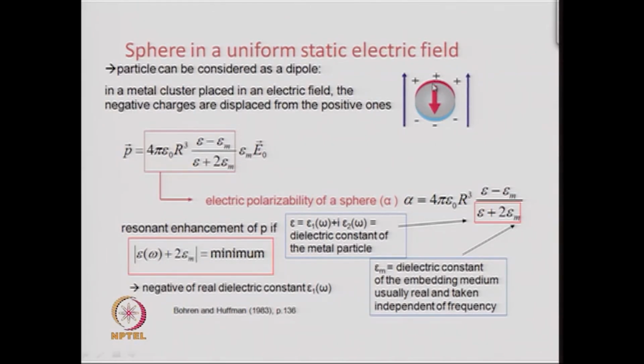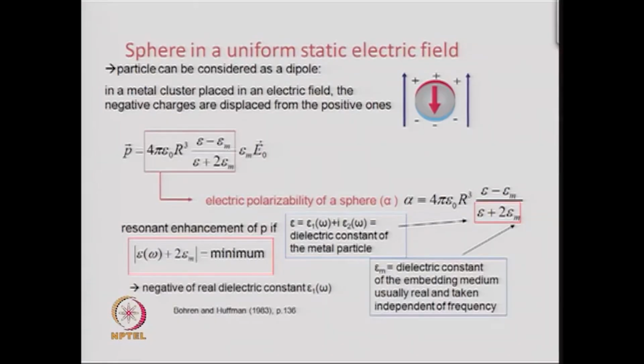you can have in a dipole a positive and negative arrangement, creating a net dipole moment. If there is a shift in the electron density, then you can write the equation for the dipole moment as a function of the dielectric constants and the applied electric field. So, if the metal cluster is placed in an electric field, because electromagnetic radiation or light is associated with the oscillating electric field.